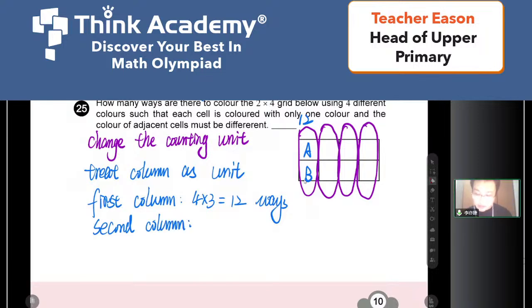So now the second column. The first grid cannot be A, so it can be B, C, or D. The row 2 can be A, C, and D. So there should be 3 times 3, so 9 possible ways of coloring the second column. But we should notice that it cannot be CC or DD, right? So we should minus the CC and DD. So actually, once the first column is determined, the second column would have 7 ways to color.